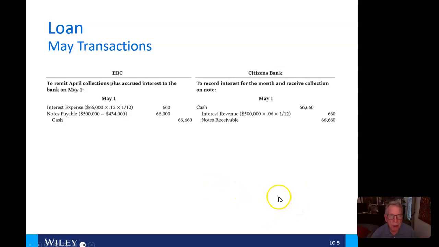$66,660. Now Citizens Bank is going to receive that cash, so we'll debit cash for $66,660. Interest revenue will be recorded as $660, and notes receivable will be $66,660. I think there's a little glitch there. I think that the notes receivable should be 66,000, not 66,660. I think that's a typo.